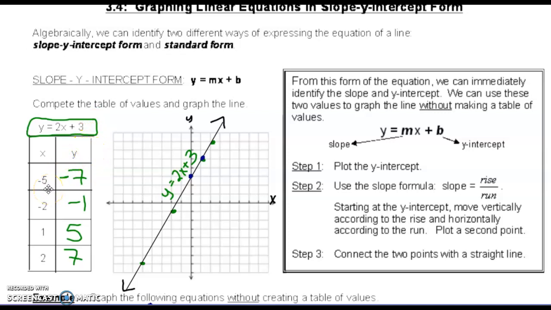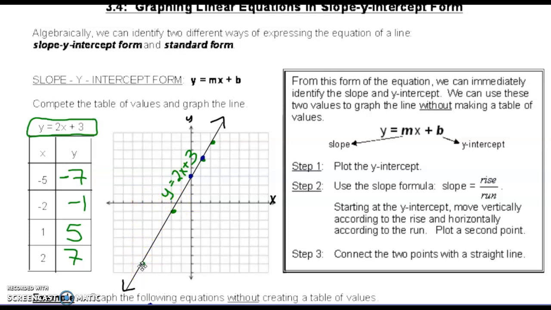So when I plug in -5, 2 times -5 plus 3 gives me -7. I repeat this process, solving for my other y coordinates. I then proceed to plot my points. So the point -5, -7. Starting at 0, 0, I move left 5, down 7, plot the point.